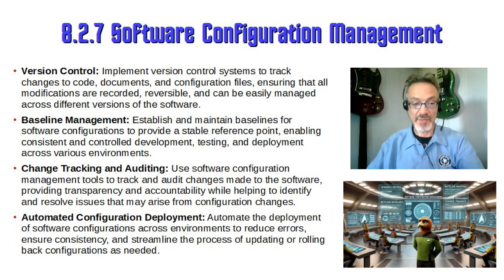Baseline management. Establishing and maintaining baselines is essential for consistency across development, testing, and production environments. Baselines serve as reference points that allow you to track changes and ensure that the software remains secure and stable. Change tracking and auditing. Software configuration management tools enable you to track and audit changes made to the software. This is crucial for transparency and accountability, ensuring that every modification is documented and can be traced back to the individual or team responsible.